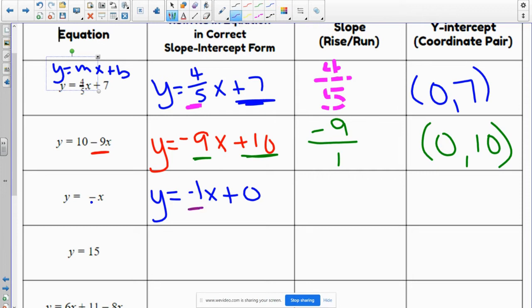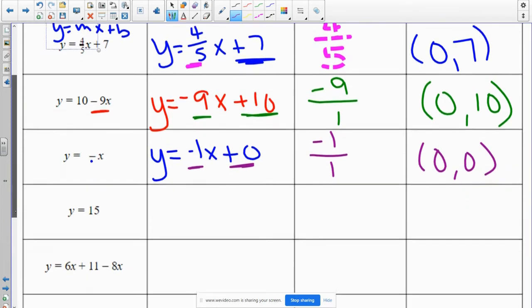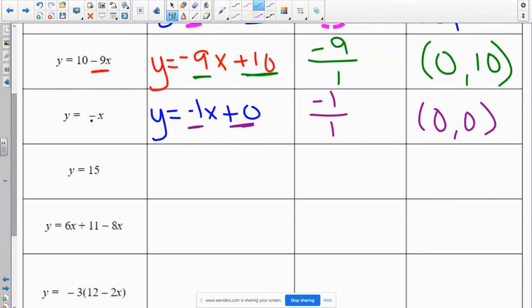Okay, so this one, if we go through this, here is our slope. So we're going to write it like rise over run. So it's going down 1, and the only run it can be is 1. Anytime that's a whole number, it has to be over 1, because anything divided by 1 is that number. And the y-intercept on this one is 0, 0, which means it's going through the origin, 0, 0.